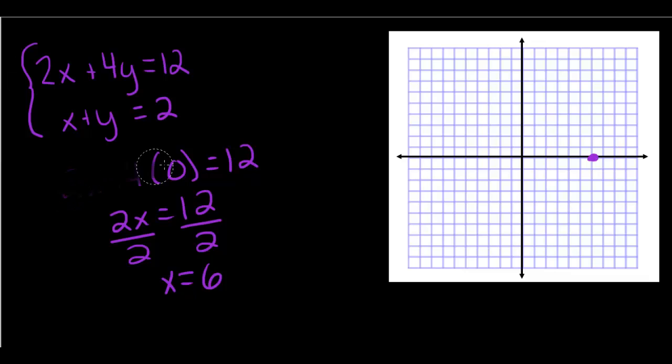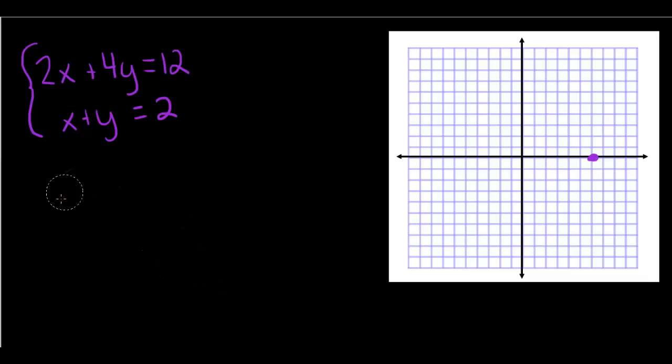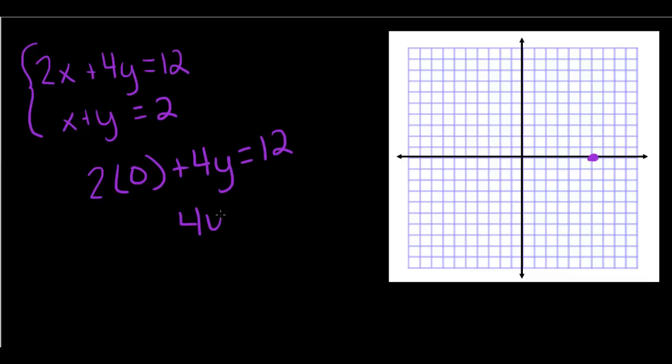Now let's go ahead and find the y-intercept. Now the y-intercept is the value of y when x is 0. So it's going to be 2 times 0 plus 4y equals 12. So that's going to give me 4y equals 12. So y equals 3. 1, 2, 3. So that means the line is going to go through this point. So I connect these two dots, and that's going to be the graph for the first equation.